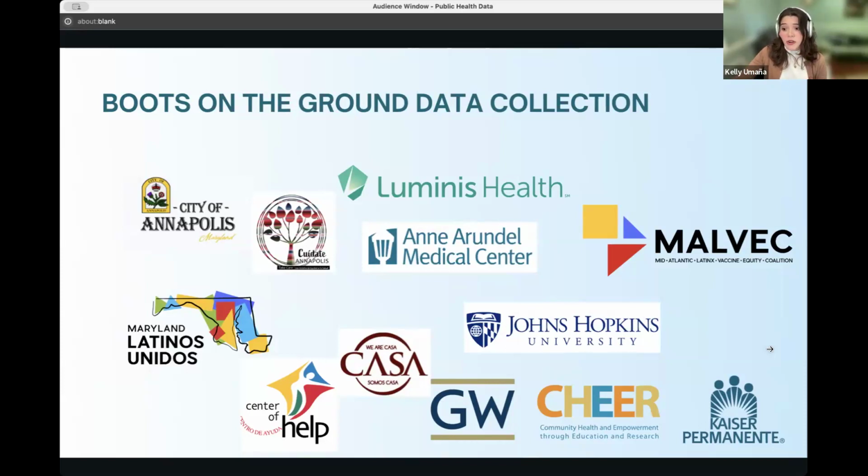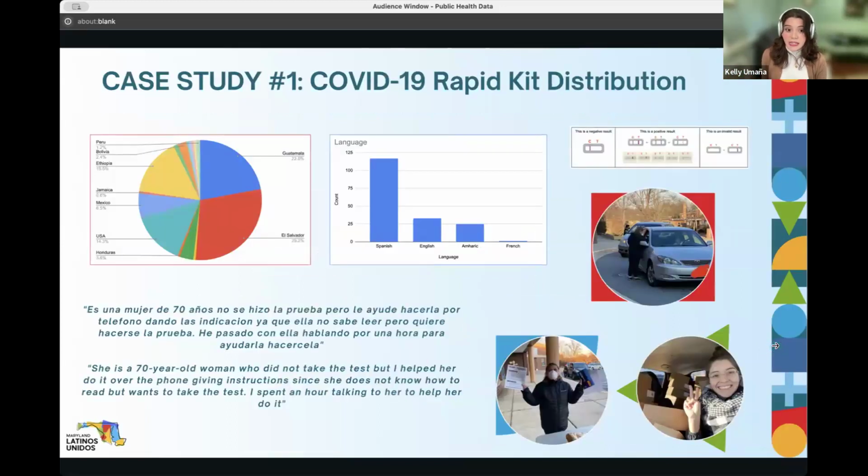We're very thankful for all the partners that work with Maryland Latinos throughout this time to be able to really think about what data collection means for Latinos during the COVID-19 pandemic, and how we can continue to build upon those infrastructures now that we're looking at Latino and Latina communities from a health equity perspective. I'm just going to give about 2 case studies on some examples that happened.